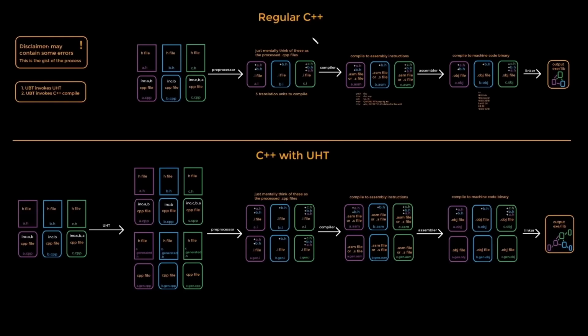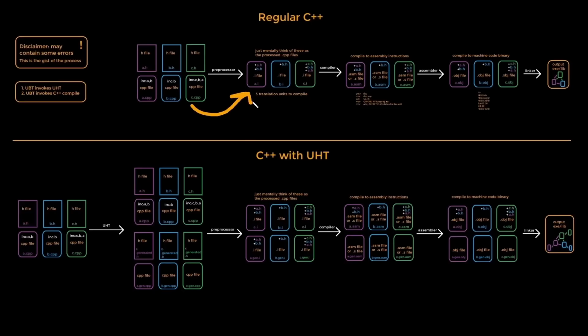So this is a rough approximation of what happens. There might be a few mistakes here, but you can roughly assume this is how it works. So in regular C++, we have a set of files, a header file and a CPP file. So I have a file called A, a file called B, a file called C, and there's a header and CPP file for each of those. First, we run the preprocessor, which effectively copy-pastes the header file into the CPP files. And we're really only left with the CPP files.